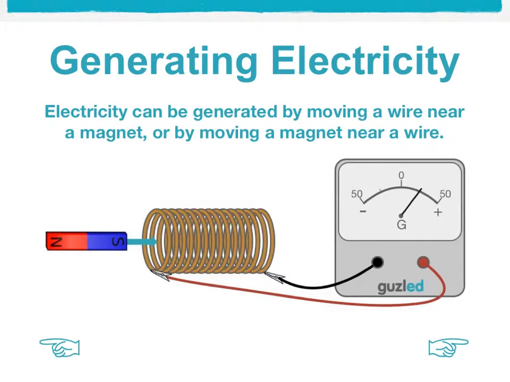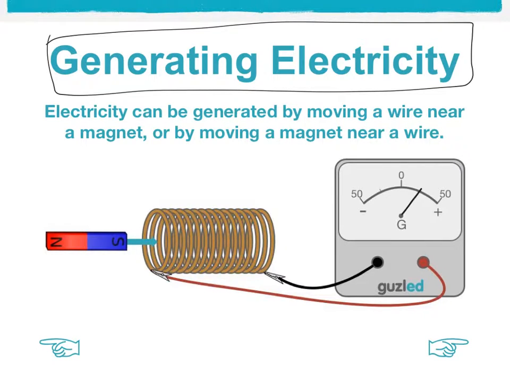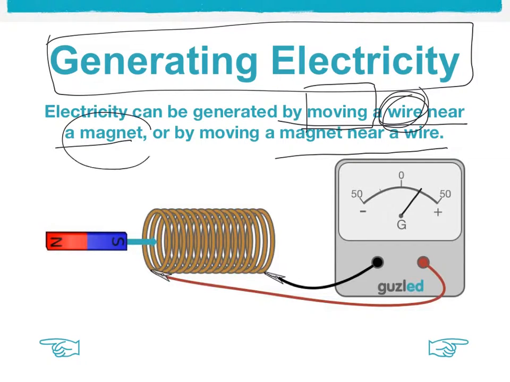Okay, so now we understand what this idea of flux is, and we've had a bit of a play with the relationship. We can now look at how it's relevant to generating electricity. Electricity is generated by moving a wire near a magnet, or by moving a magnet near a wire. There's a couple of important aspects to this. The first thing is that you are moving something. The second thing is that you're moving a conductor near some kind of magnet. There has to be a magnetic field.